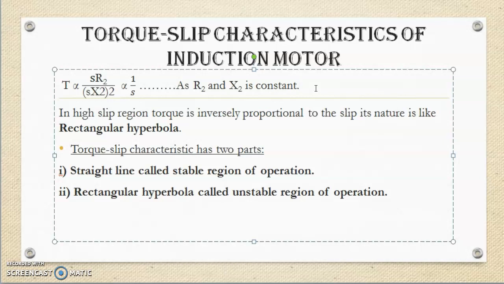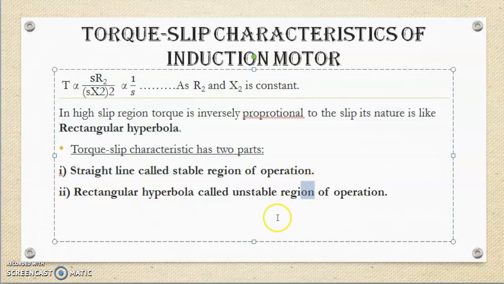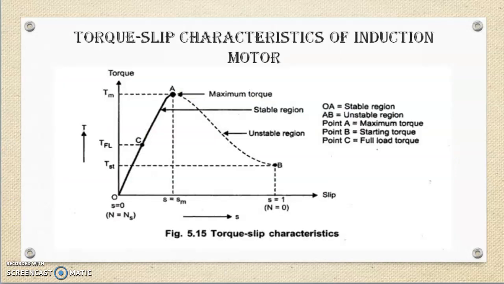and in low slip region, torque is directly proportional to slip. Now, if we study torque slip characteristics, these characteristics are again divided into two parts. First is a straight line called stable region of operation, and we will get the rectangular hyperbola for a high slip region. It is called unstable region of operation. Now, observe these characteristics. At the start, when your NR is 0 and NS is 1, your corresponding torque you will get as TST at a point B.